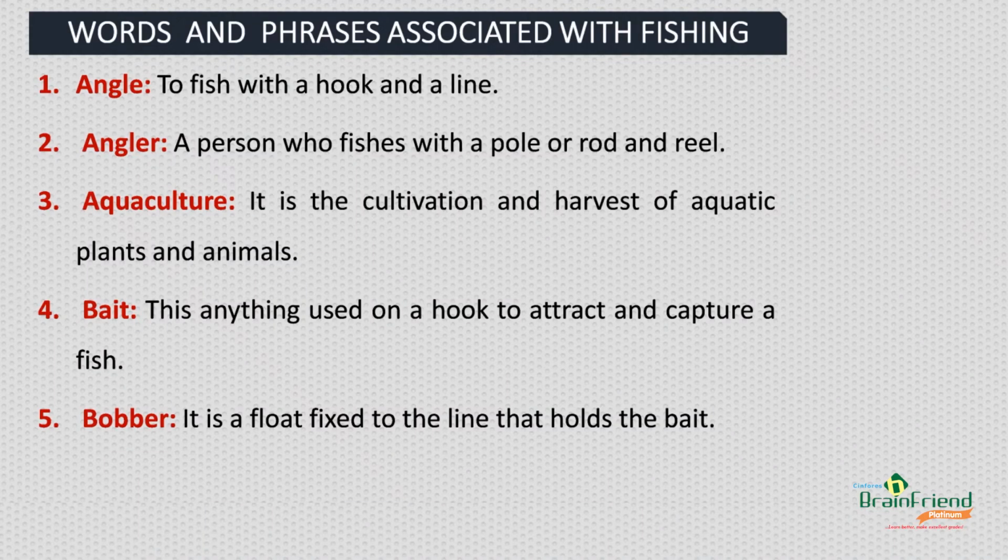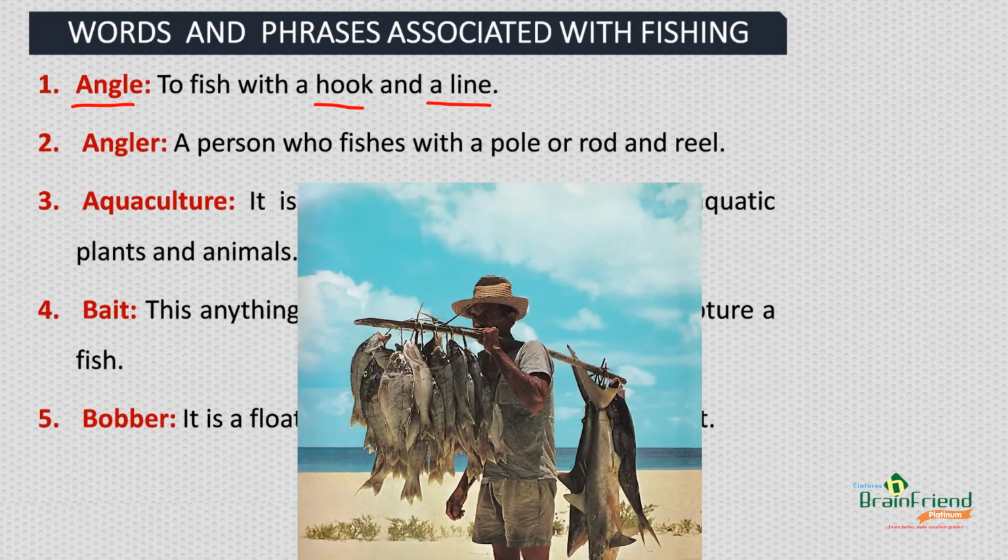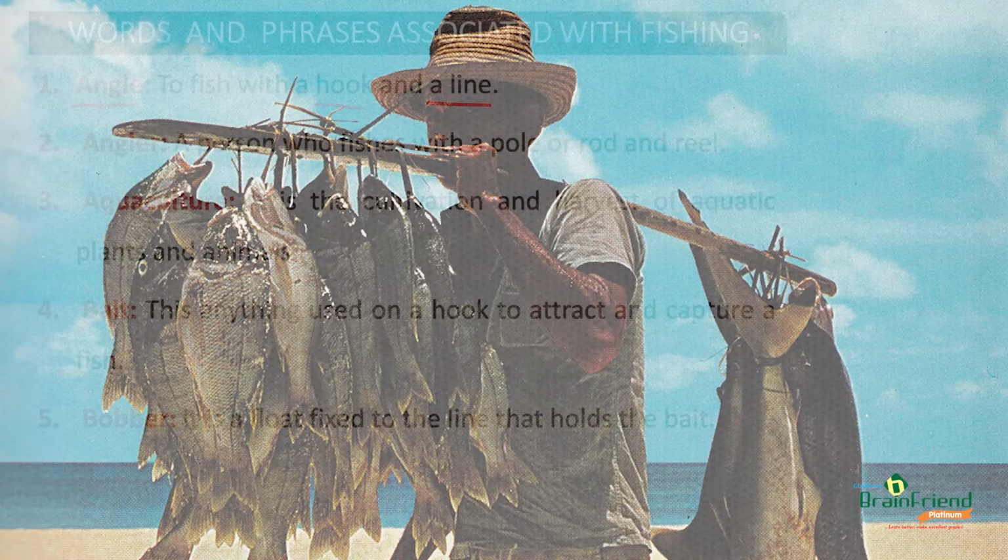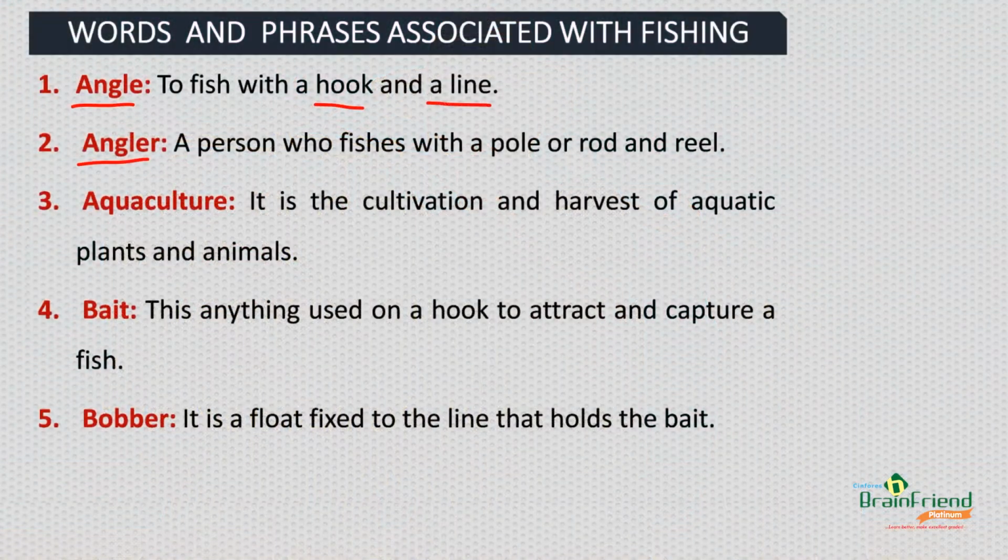The first word we have here is angle. Angle is a process of fishing with a hook and a line. And a person who fishes with a pole, rod and reel is called an angler. Also, we have aquaculture, which is the cultivation and harvest of aquatic plants and animals.